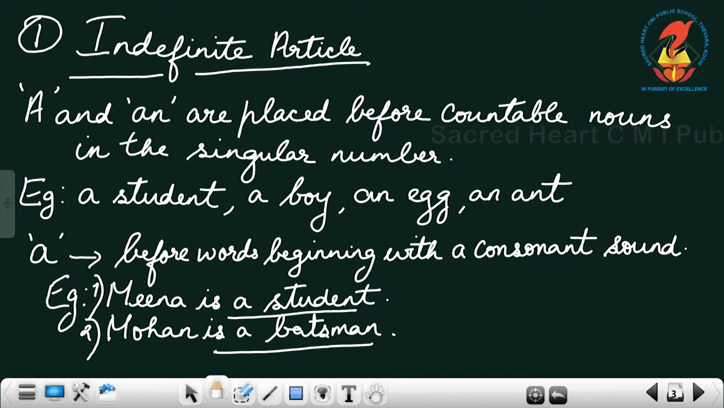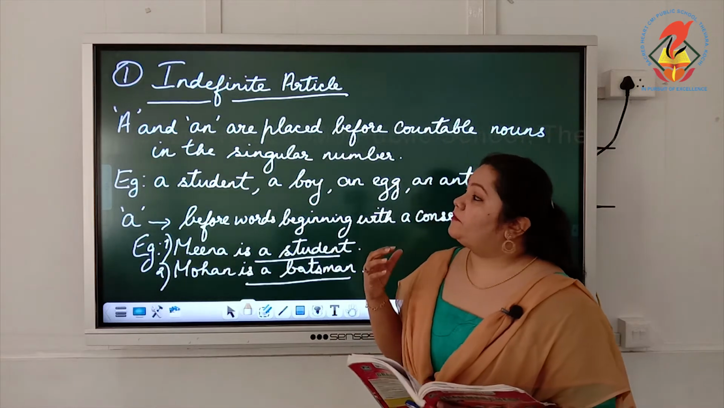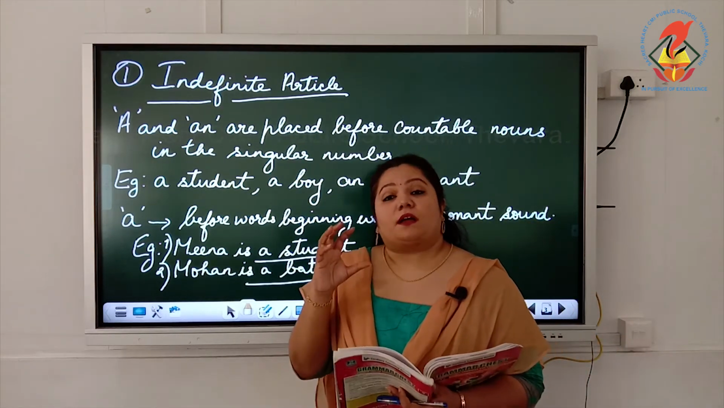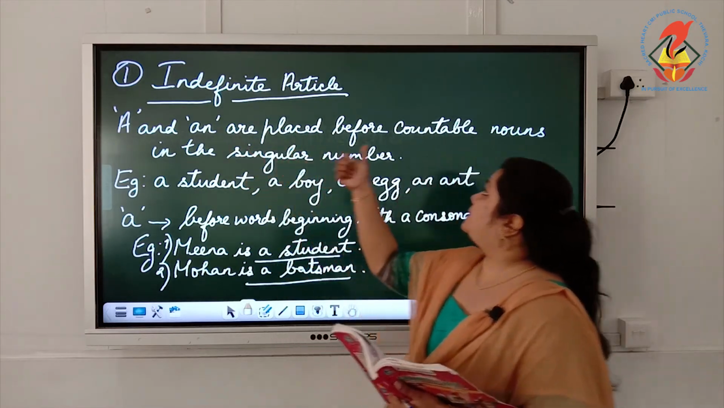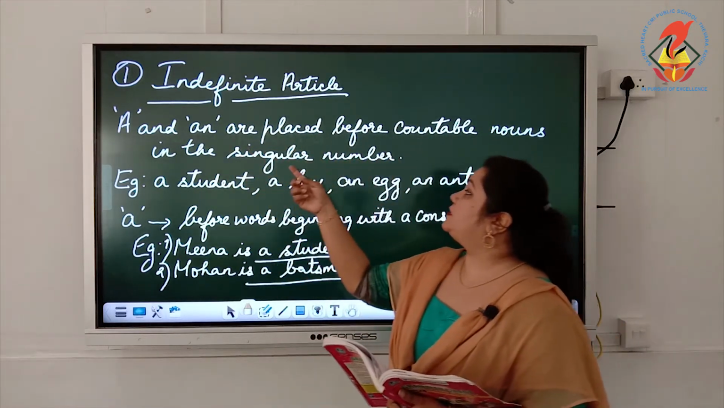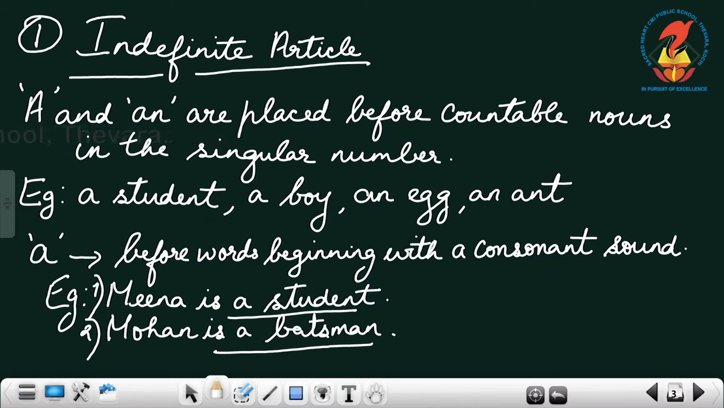A and an are placed before countable nouns in the singular number. A and an are articles that we use in order to represent countable nouns. So they are placed before countable nouns in the singular number. Example, a student, a boy, an egg, an ant. All these are countable nouns, right? So we use article a and an, right?